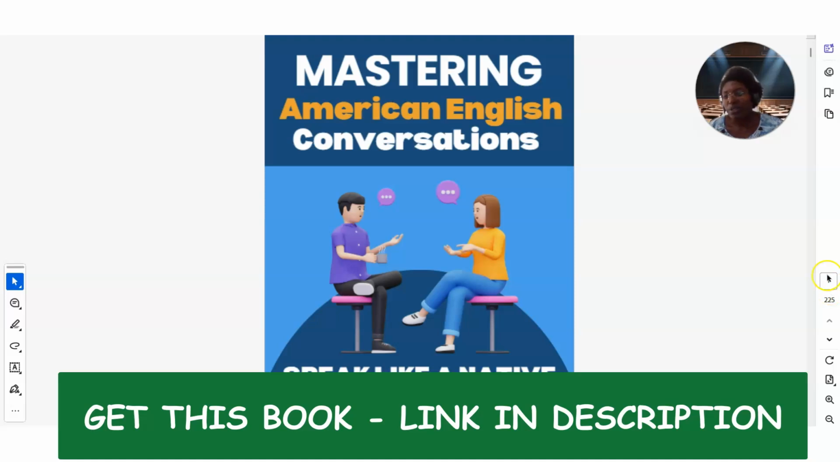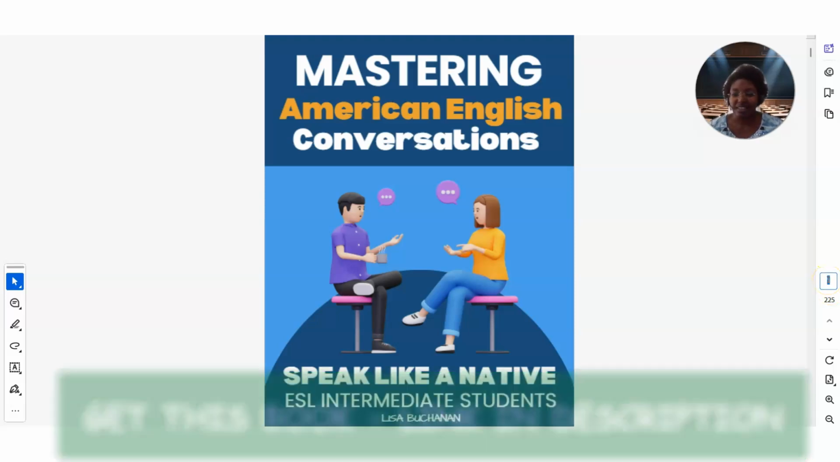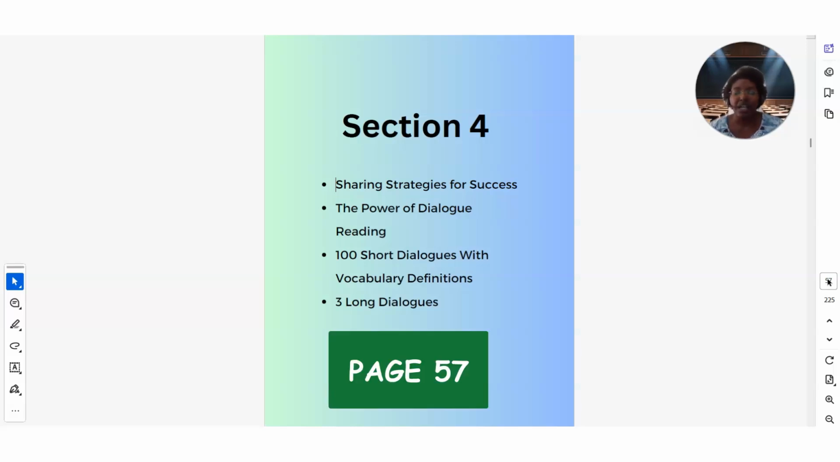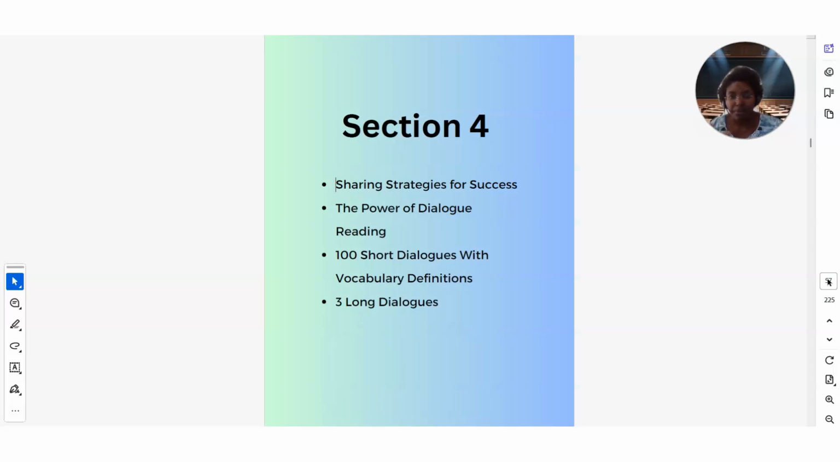We're going to go over some strategies in today's lesson. We're going to start on page 57. If you already have the ebook or the paperback, you can follow along. I'll be sharing some sections of it so you can get an idea of what's in the book, but also some strategies I'll share with you directly.